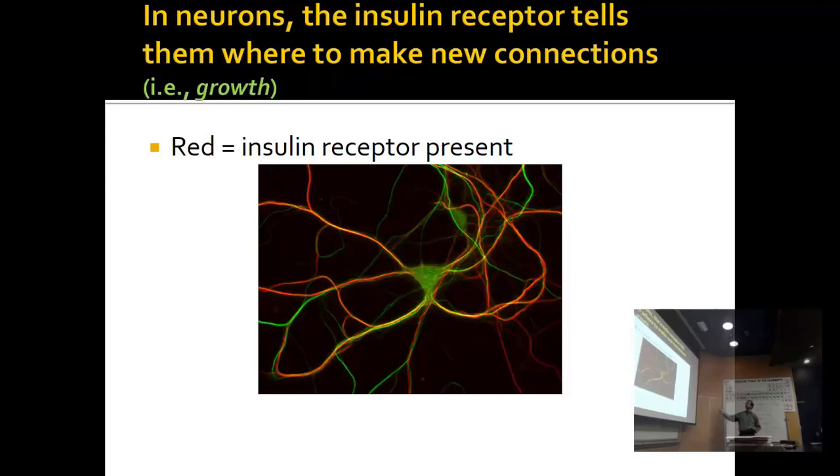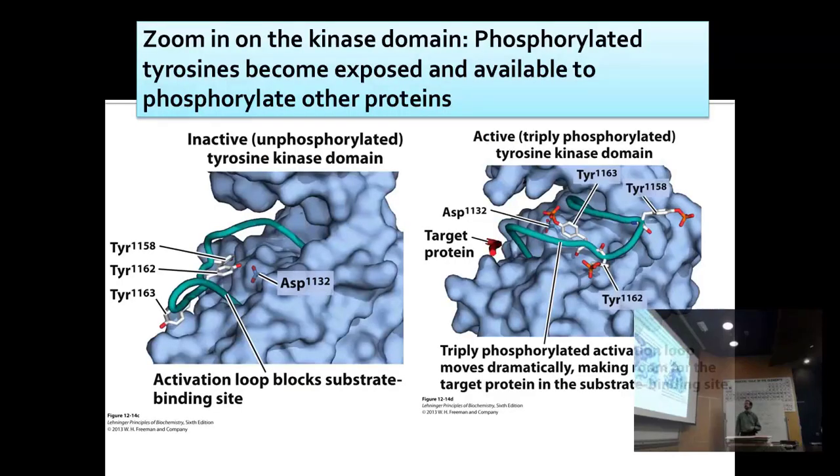So you can see that they've stained for insulin receptors, and there's lots of insulin receptors on these parts of the neurons. These are the parts that will grow. So insulin just isn't for burning energy, it's also for growing in a certain direction. So let's look at that blue kinase domain, okay? If you look at that, this is what it looks like when it's inactive, when there's no insulin around.